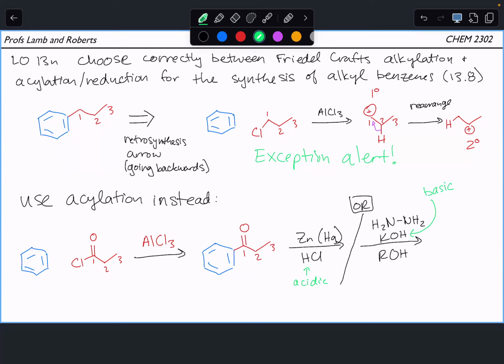So Clemmensen or Wolff-Kishner. These are 2P reactions, so you don't need to know the mechanism of these reactions. And all that it does is that it takes away the acyl group, like the carbonyl, without losing any carbons. So we still have 3 carbons, but now we have 2 hydrogens here instead of that carbonyl.